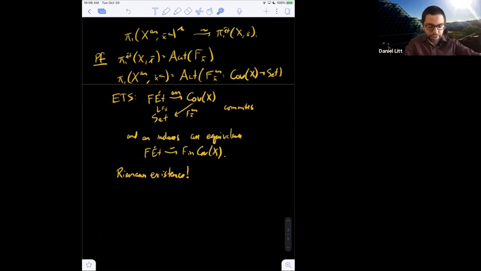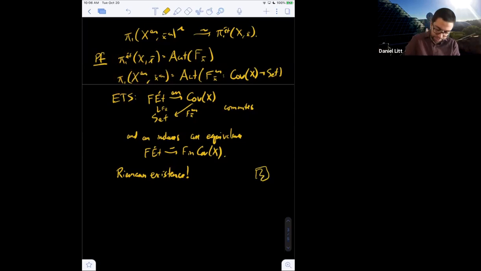So what does that mean? It means that a continuous action of this on a finite set is the same as a continuous action of this on a finite set, which means that this is the universal object through which an action of this on a finite set factors. Okay, and that's another definition of the profinite completion.